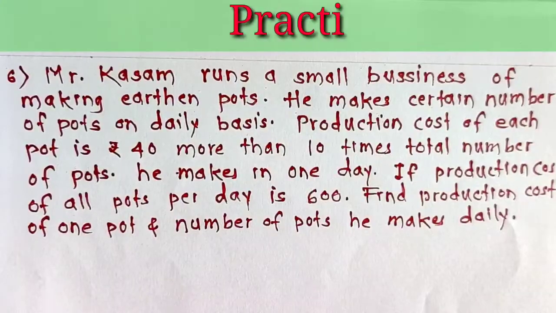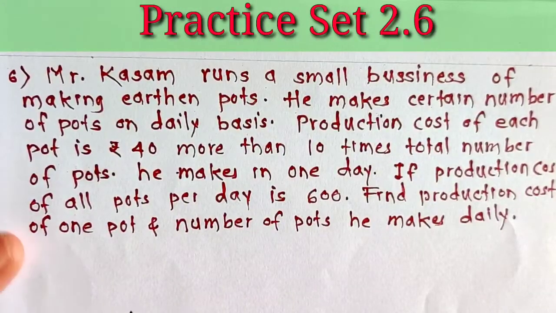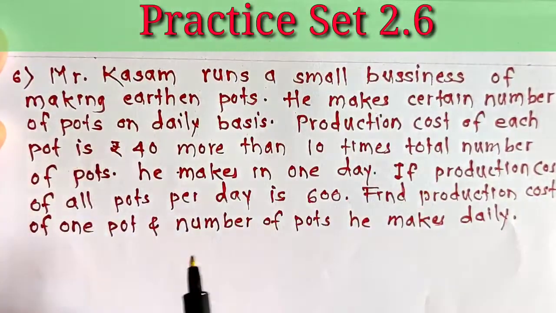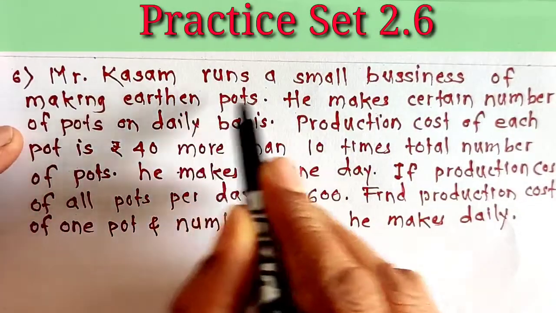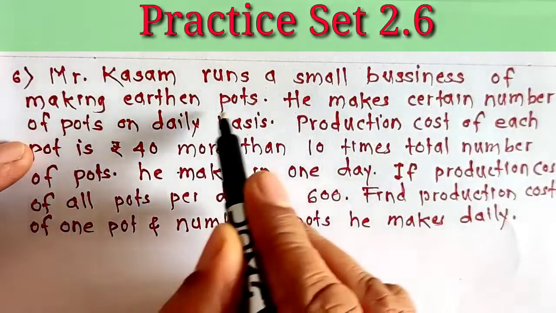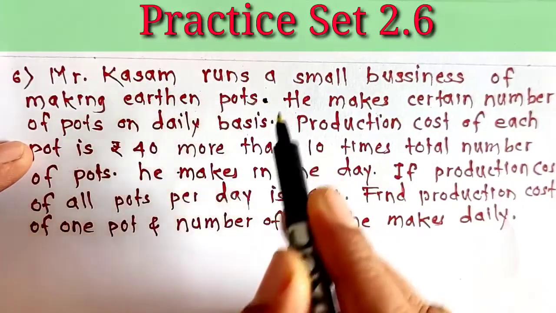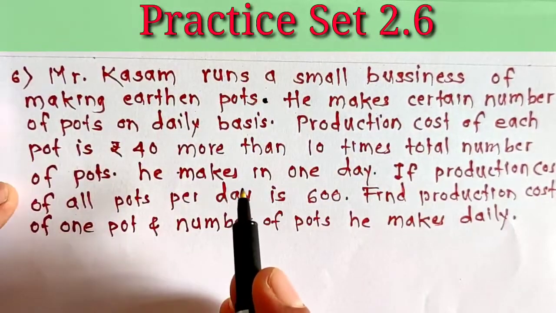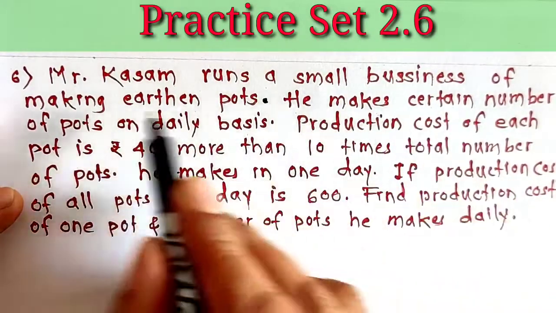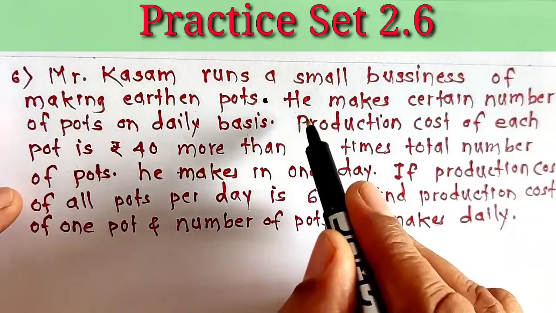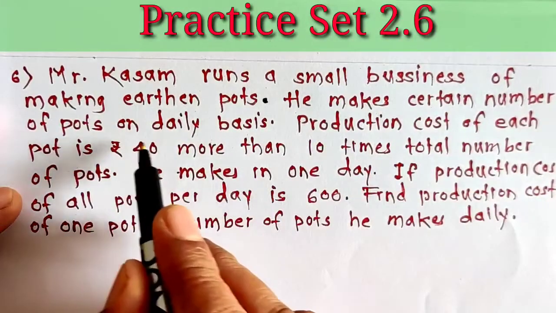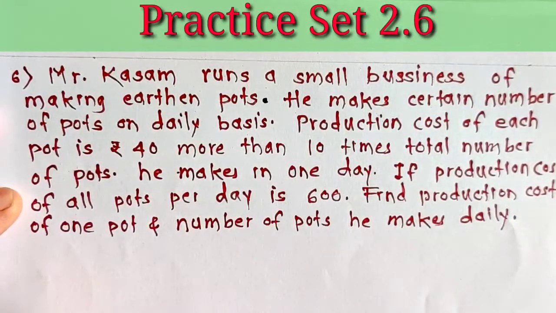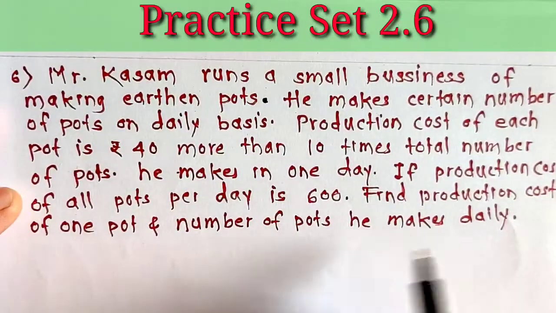Next, here it is the sixth sum from practice set 2.6. Read that sum carefully again. Mr. Kasam runs a small business of making earthen pots. So Kasam is an earthen pot maker. He makes, this is the first statement. Now here it is important. He makes a certain number of pots on a daily basis. So let the number of pots be x.